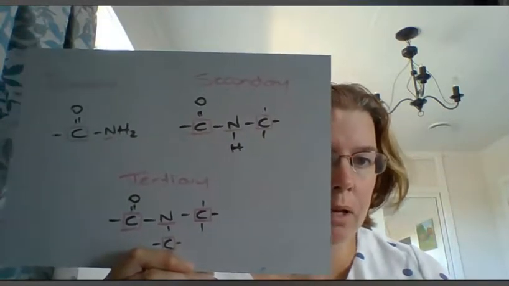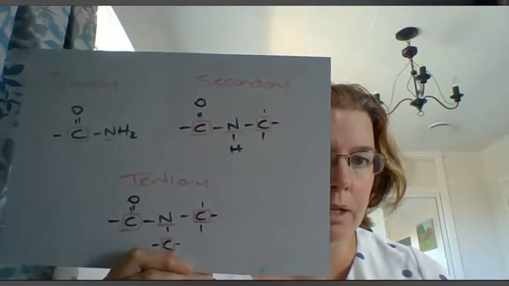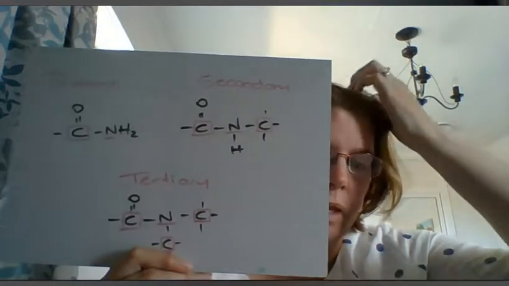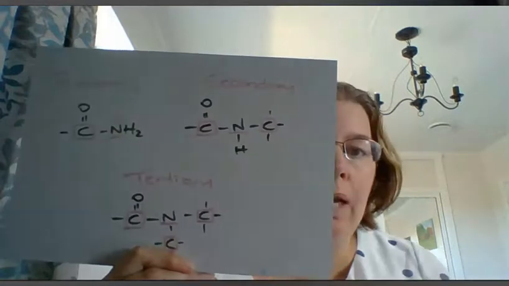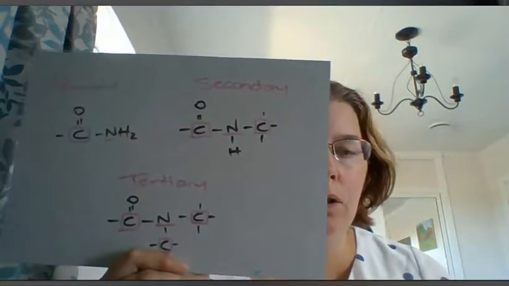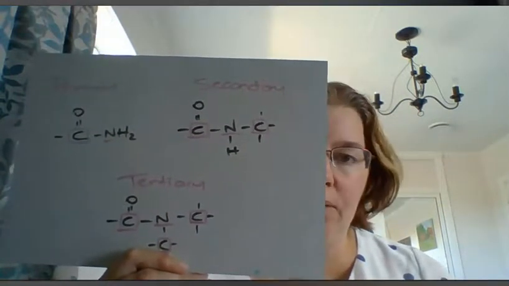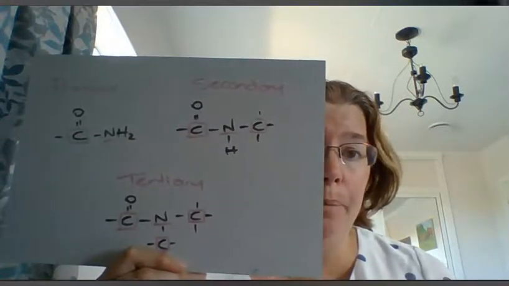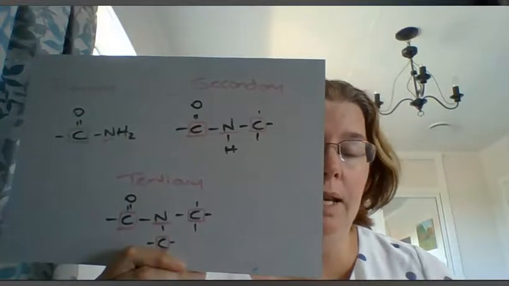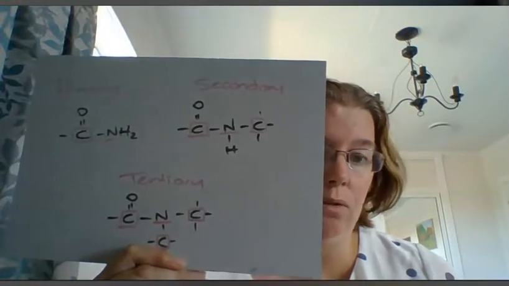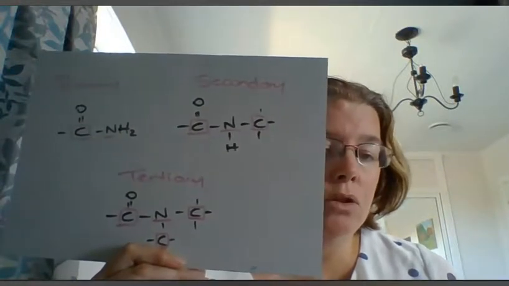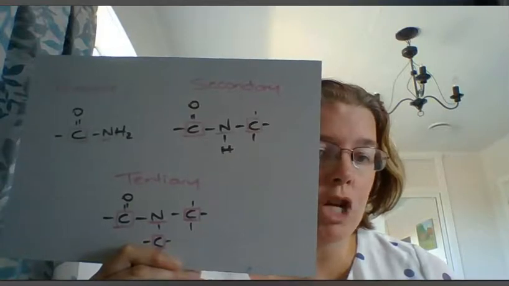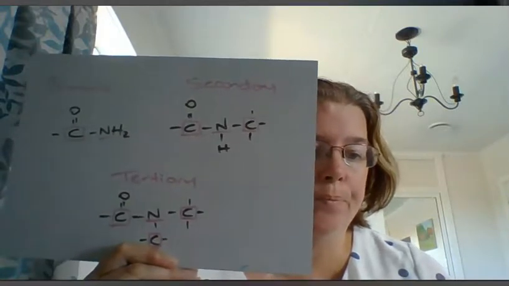So the primary, you've just got that 1 carbon chain attached with a carbonyl group on it. The secondary, you've got 2 carbon chains attached, 1 with the carbonyl group and 1 as a chain. I've just drawn 3 dashes off each of the carbons because they could be connected to other carbons or to hydrogens, it doesn't really matter. And of course the tertiary, we have 3 carbon chains connected to that nitrogen.